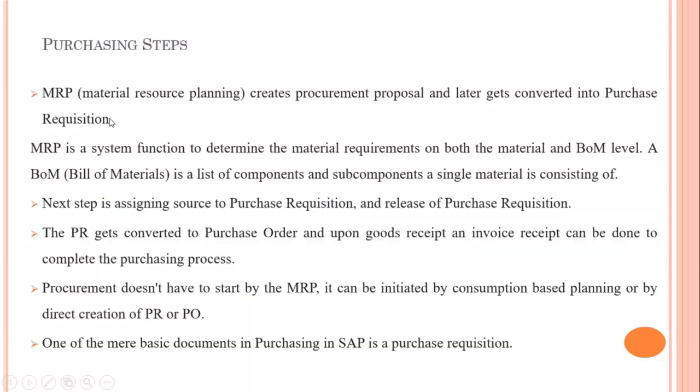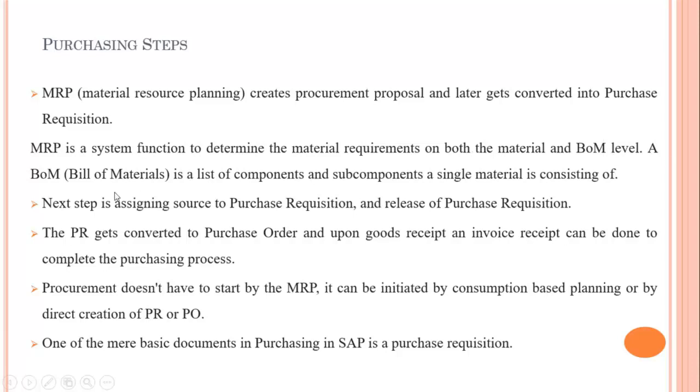So first of all, what is MRP? MRP means material resource planning. It is the initial step in purchasing. It creates a procurement proposal and later it gets converted into a purchase requisition. Next, MRP is a system function to determine the material requirements on both the material and BOM level.